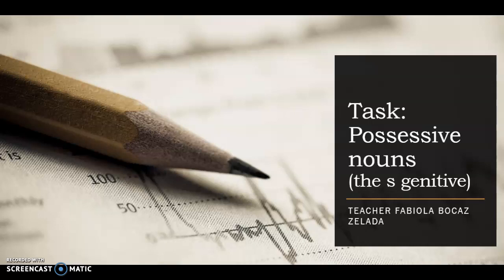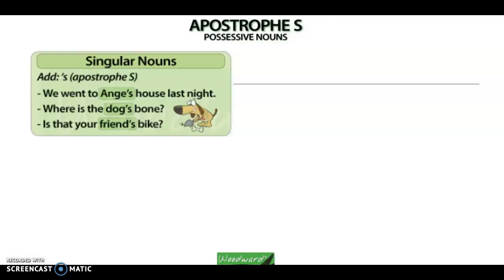It is about possessive nouns, or the genitive 's. Okay, so our homework. I'm going to explain something to you before checking it. The apostrophe s is used with singular nouns by adding an apostrophe and s, as in the example: we went to Angie's house last night.